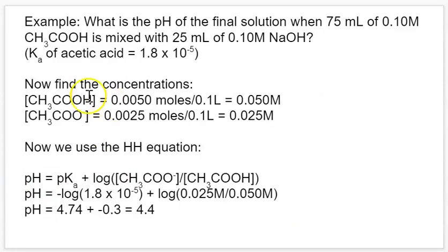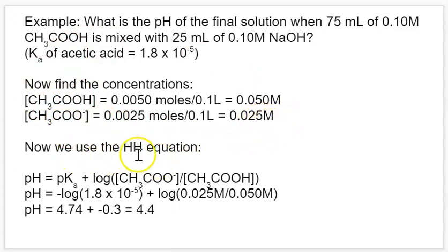So now we can apply that to the Henderson-Hasselbalch equation. We know we have 0.005 moles of the acetic acid in 0.1 liters, so that's going to be 0.05 molar acetic acid after the mixture of the acid and the base. And then the conjugate base is going to be 0.025 molar.